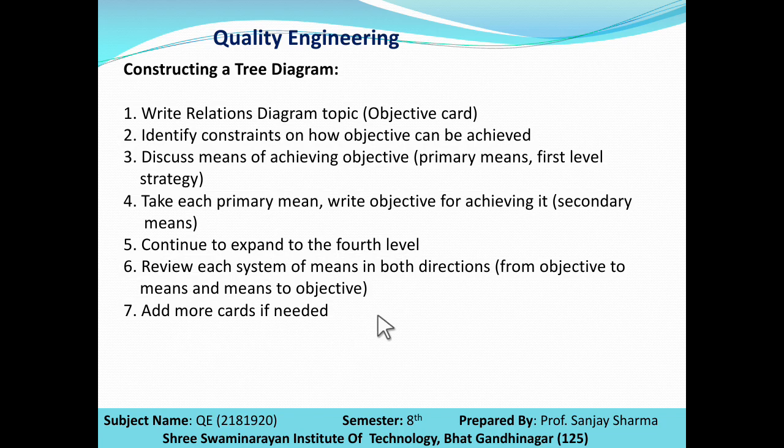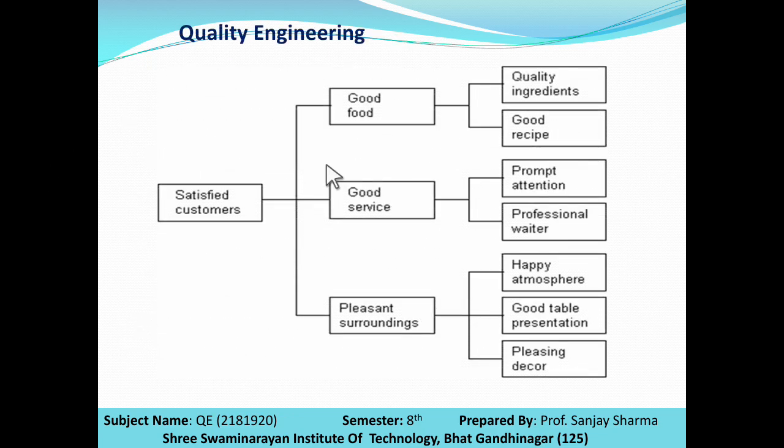Add more cards if needed. Connect all levels and complete the diagram. So you can see here how the tree diagram is working. The satisfied customer: how can we satisfy the customer? There are three primary objectives: good food, good service and pleasant surrounding.